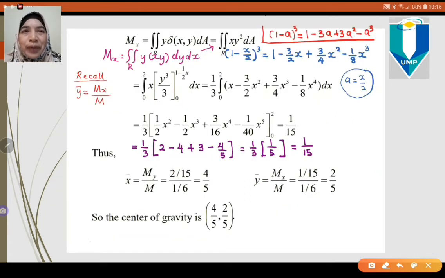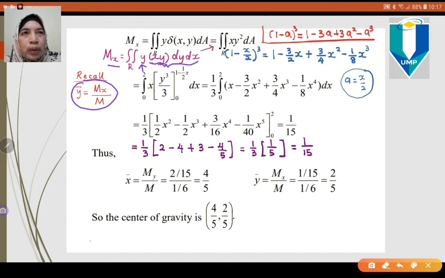Now let's find what y bar is. Y bar is moment about the x-axis divided by mass. And you know that the moment about the x-axis is the distance from the x-axis, which is the y value, times the mass. So mass is density function times small area, and that small area is dy dx. This is a type 1 region. We use type 1 region.